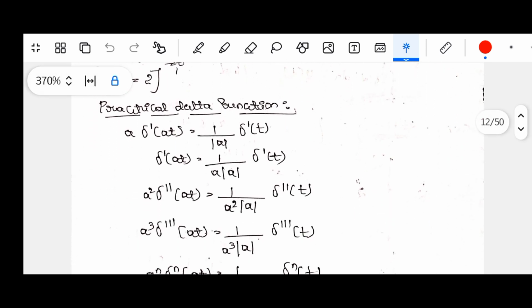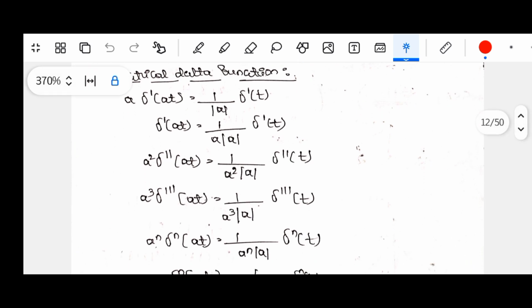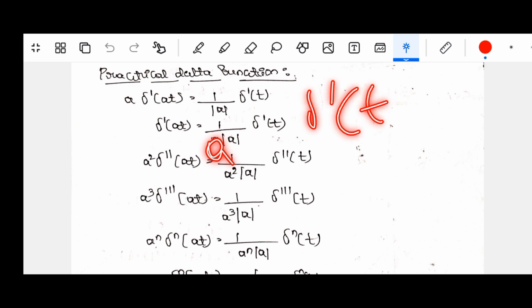Next we will see the practical delta function. Delta of at is equal to 1 by mod a times delta of t. Delta of a into t will be 1 divided by mod a into delta of t.